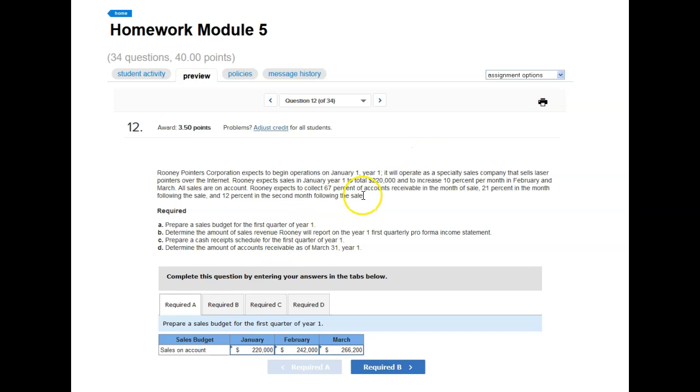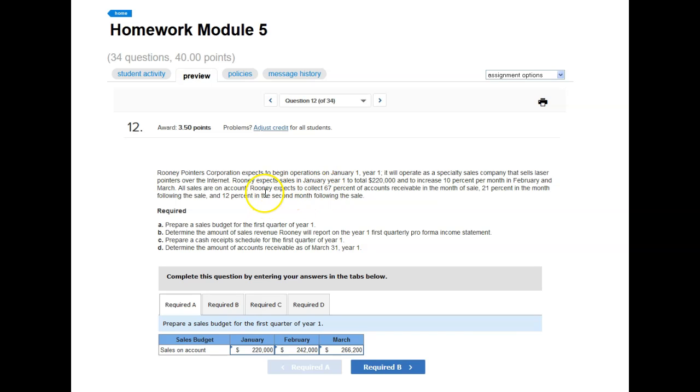We have a corporation and it expects to begin operations January 1st. It will operate a specialty sales company that sells laser pointers over the internet. They expect sales in January, year 1, to total $220,000 and to increase 10% per month in February and March. All sales are on account.